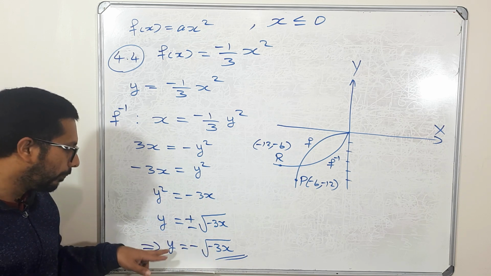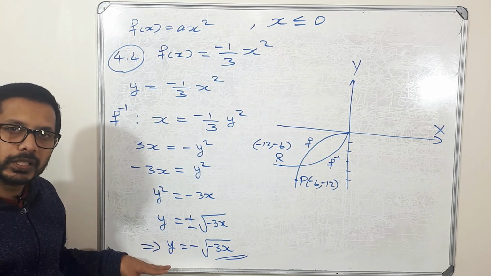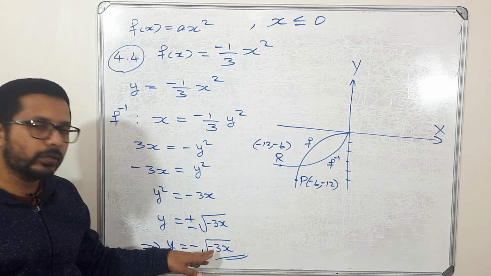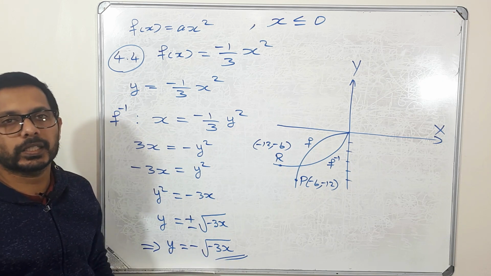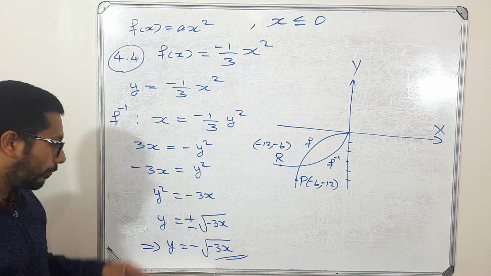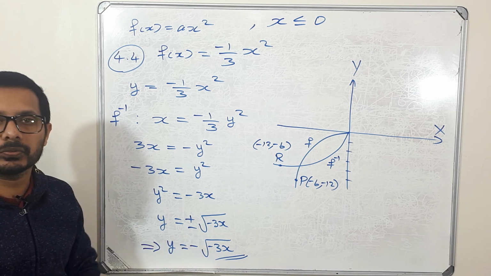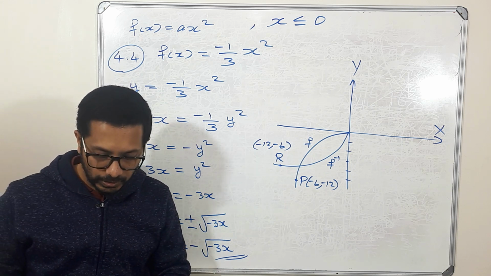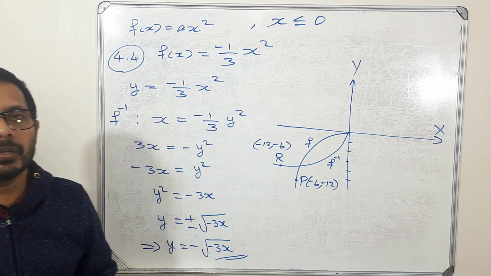Anyway, what is our f inverse? Y is equal to minus root of minus 3x. That is the equation of f inverse in the form of y is equal to. So that is question number 4.4. Now let's go to question number 5.